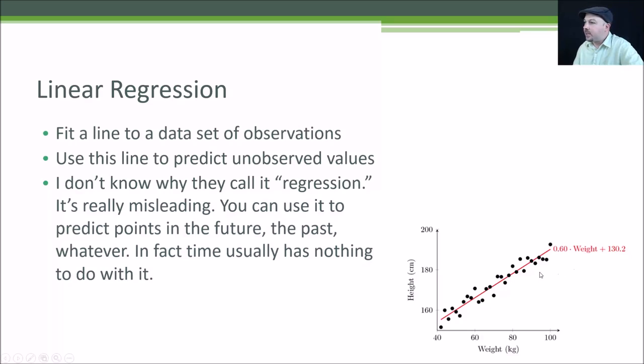So in this example, I might end up with a slope of 0.6 and a y-intercept of 130.2, and that defines a straight line that fits the data that I have best. And I can use that line to predict new values. You can see that the weights that I observed only went up to people that weighed 100 kilograms. But what if I had someone who weighed 120 kilograms? Well, I could use that line to figure out where the height would be for someone with 120 kilograms, based on all this previous data.